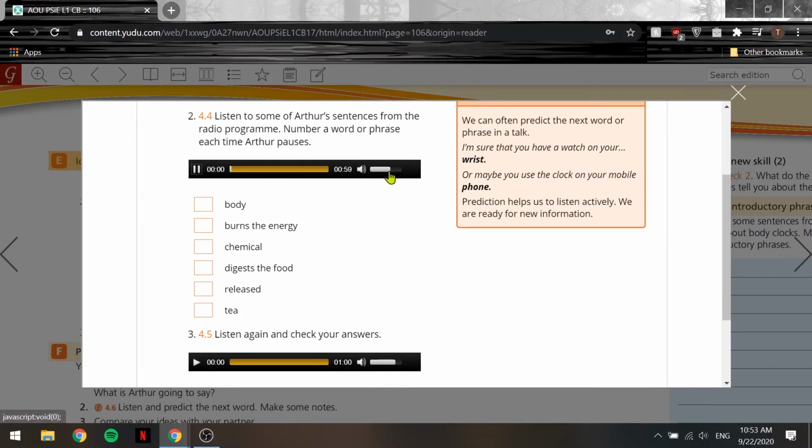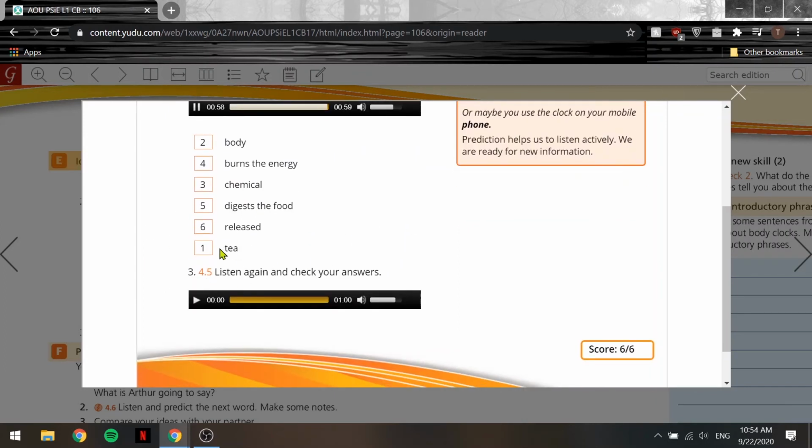So here we go. Track 4.4. 1. Have a small meal at 7 a.m. or 8 a.m. and a cup of coffee or a cup of... 2. Food and caffeine wake up your... Body. 3. Caffeine is a... Chemical. 4. The human body uses the energy from food. It... Burns the energy. 5. How does the body get energy from food? It... Digests the food. 6. The energy in the food is... Released.